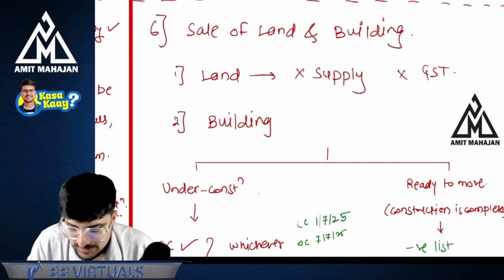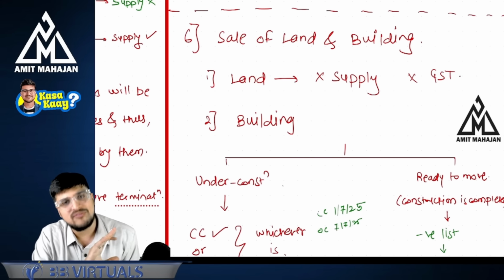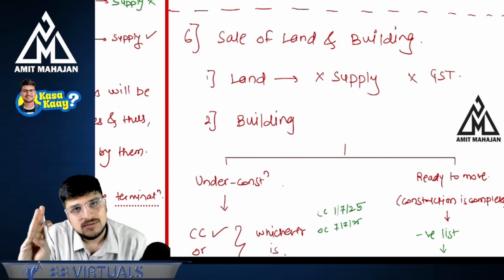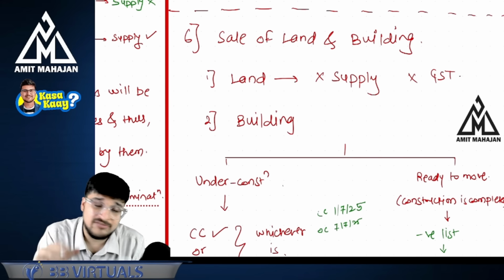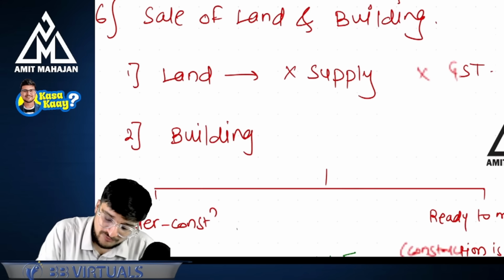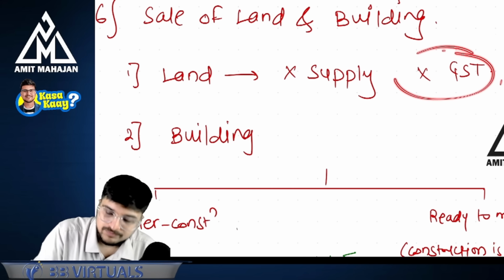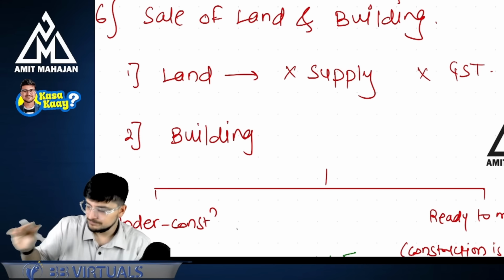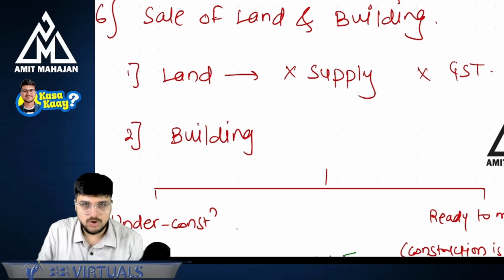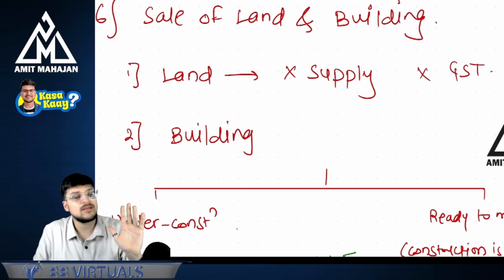Let's come to an important point, that is sale of land and sale of building. Always remember, sale of land is not goods, but it is falling under the definition of service, as I told you. But it should not be service also, right? So that's why sale of land is not considered as supply, and GST will not be applicable. Understanding? Sure. Okay. So sale of land, not a supply, no GST will be applicable on sale of land.